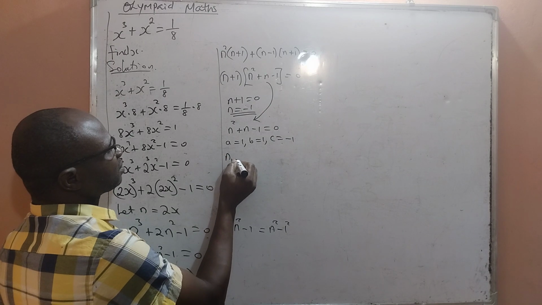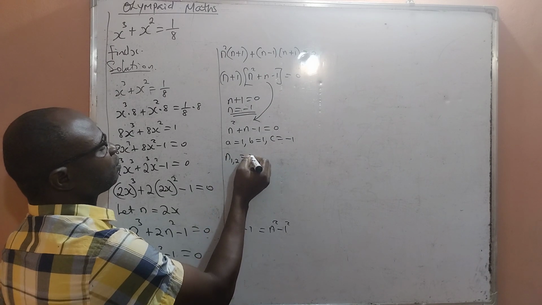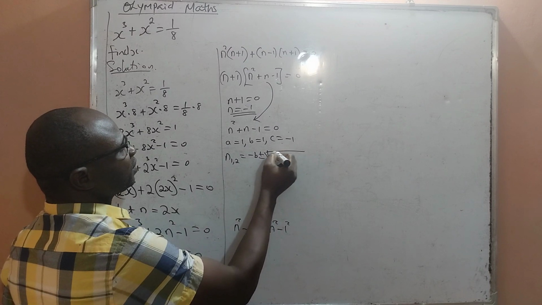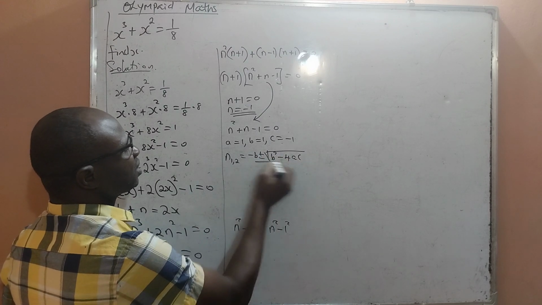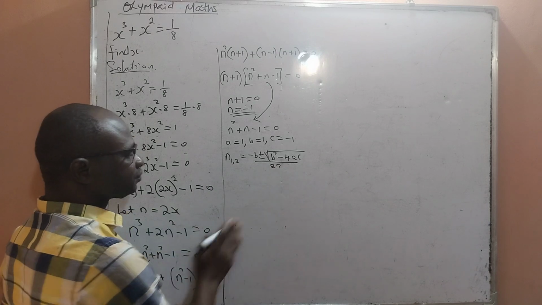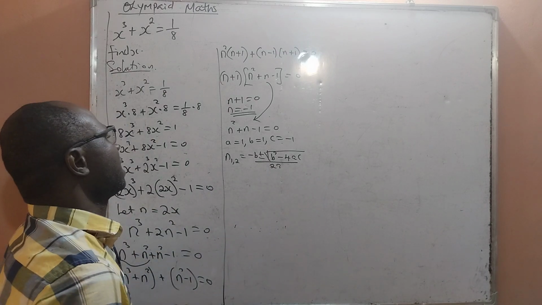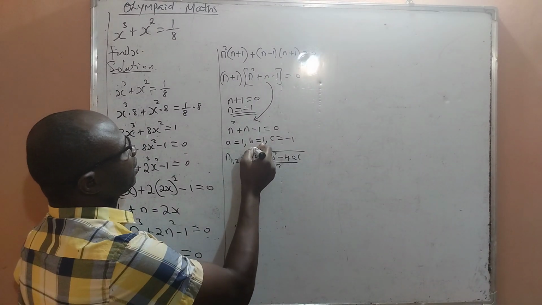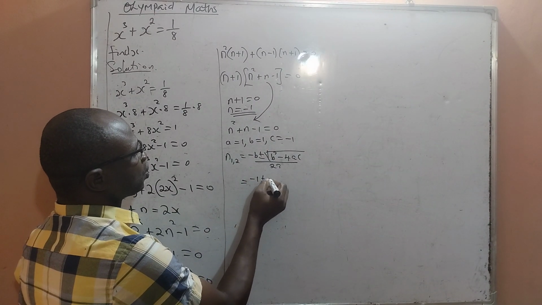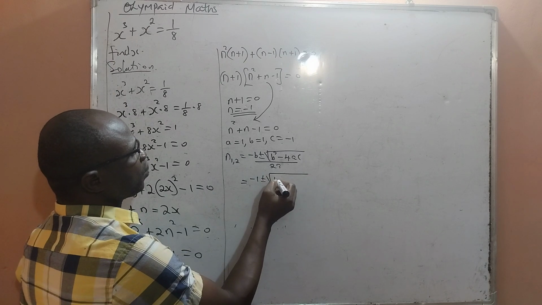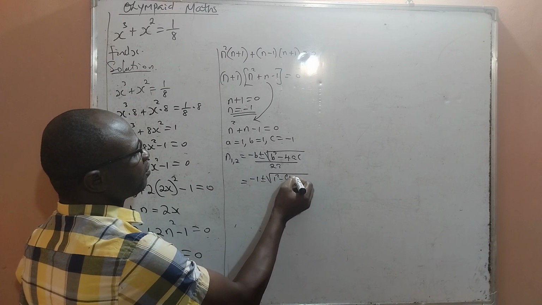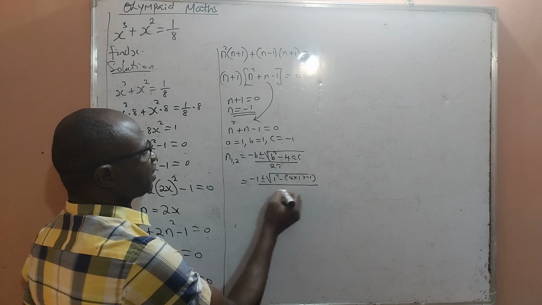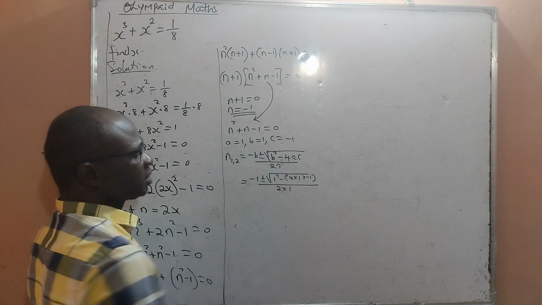Meaning also n1, n2 is going to be minus b plus or minus the square root of b squared minus 4ac all over 2a. Okay, now I begin to substitute the values of a, b, and c, and this is now going to be, for me, minus 1 plus or minus the square root of 1 squared minus 4 multiplied by a, which is 1, multiplied by c, which is minus 1, everything divided by 2 multiplied by 1, the value of a.